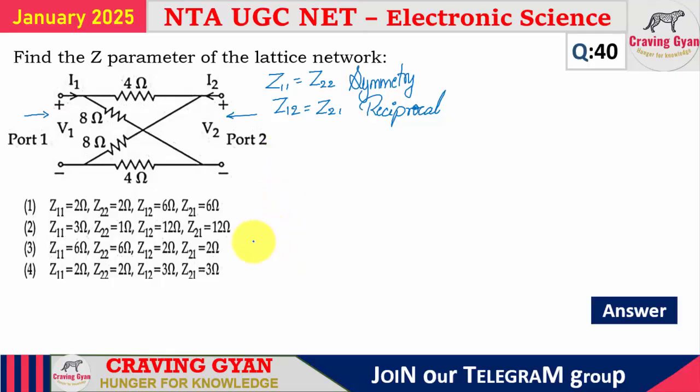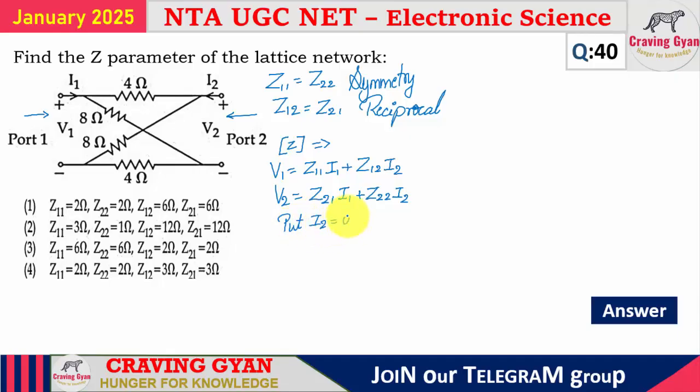Right. In the case of Z parameters, what is the equivalent equation you are going to get? V1 equals Z11 times I1 plus Z12 times I2. Similarly, what is V2? Z21 times I1 plus Z22 times I2. Right. Now, in this, suppose if I2 equals 0, what am I going to get? V1 equals Z11 times I1 and V2 equals Z21 times I1.